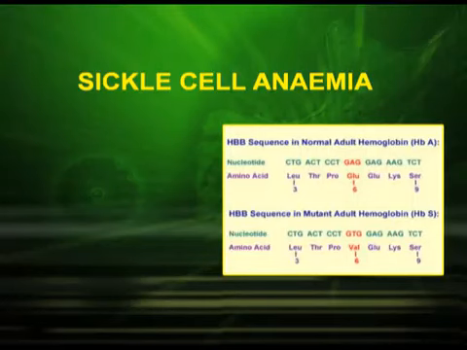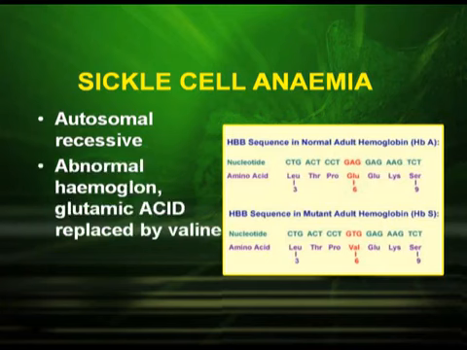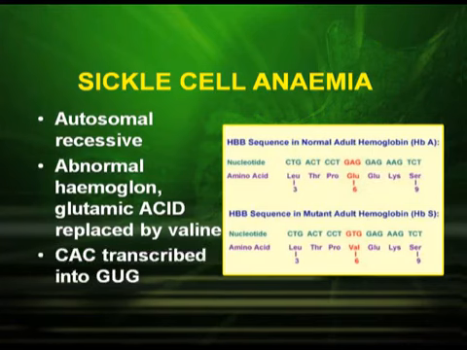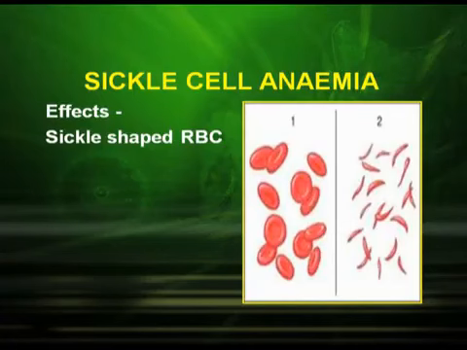Another very common one is sickle cell anemia. This is a case of autosomal recessive. Here, an abnormal hemoglobin is produced due to the substitution of glutamic acid by valine. Here in the diagram you can see the CAC is transcribed into GUG, and that results in the substitution of the amino acid. In sickle cell anemia, the RBC becomes sickle shaped, in contrast to the normal RBC which is biconcave.